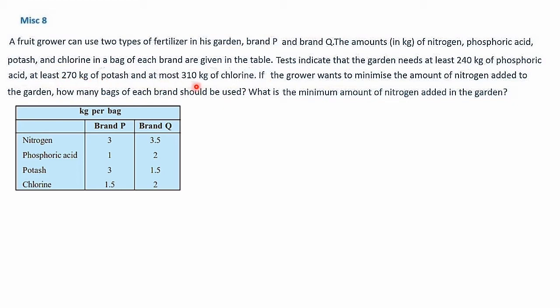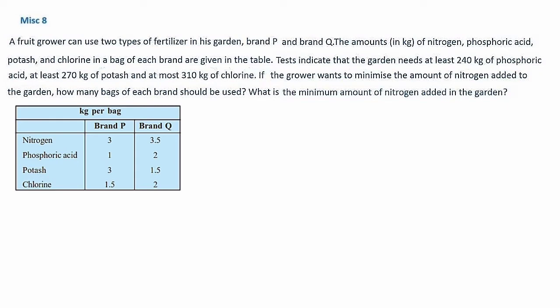And at most 310 kg of chlorine, means at most is the keyword, less than or equal to. So maximum 310, so less than or equal to 310 kg. If the grower wants to minimize the amount of nitrogen added to the garden, that means we have to minimize this one, quantity of nitrogen 3 and 3.5. So this is the minimizing equation we have to make by using these values. And the remaining 3 we have to use for making the constraints.